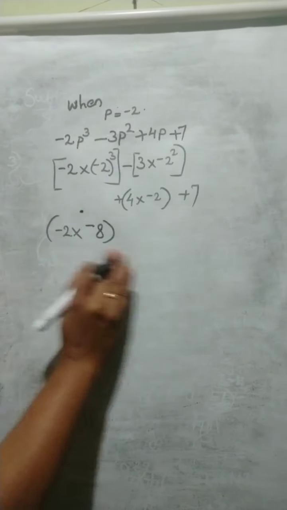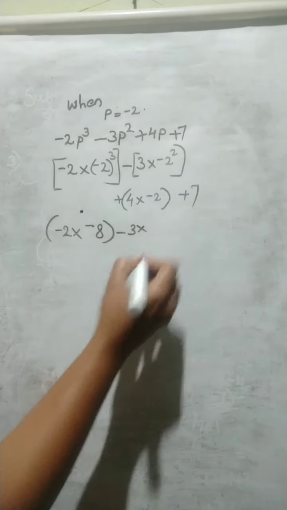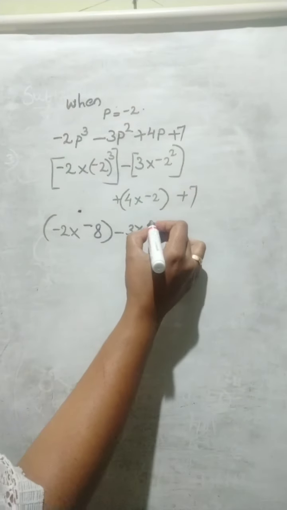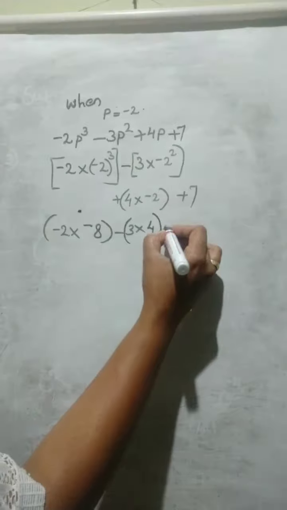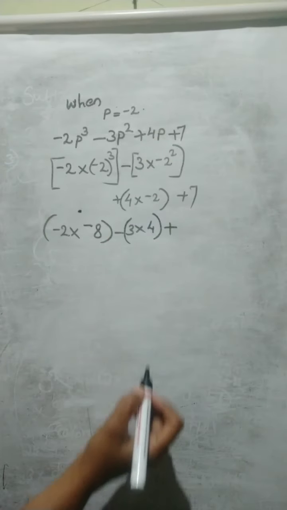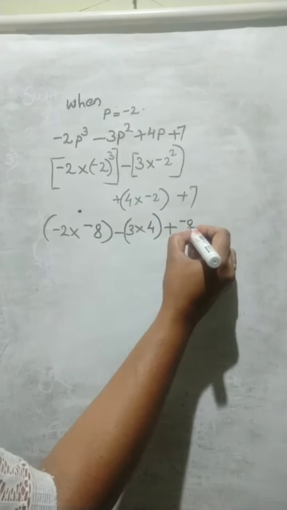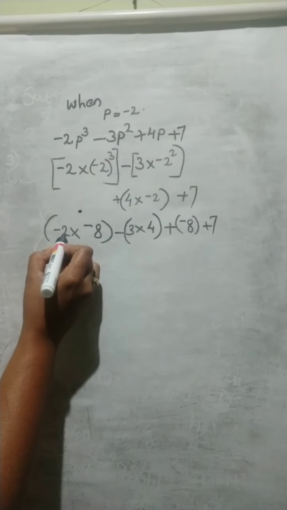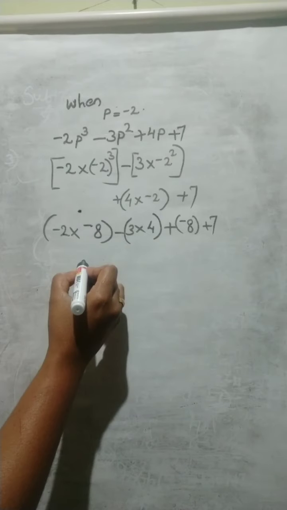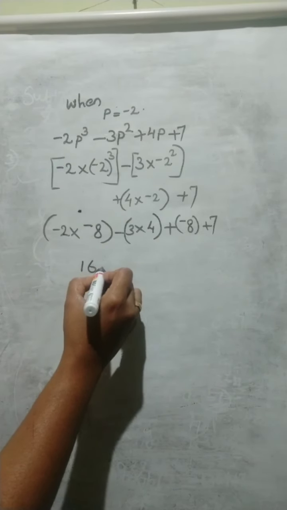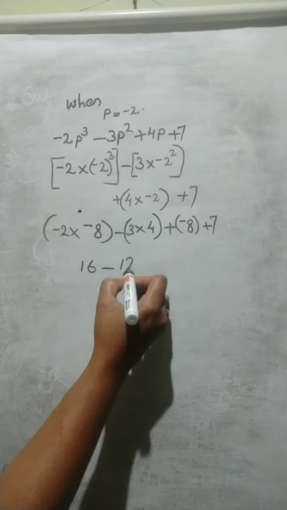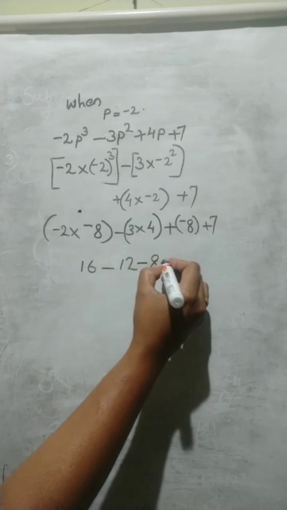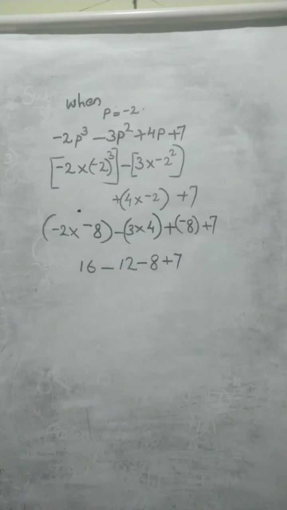Okay. Then minus 3 times negative 2 square will be 4. Okay. Second term plus 4 times negative 2. That is negative 8 plus 7. Got it. Then negative 2 multiplied by negative 8. That is positive 16. Minus 3 times 4, 12. Then plus and minus. Then that will be minus 8 plus 7. Okay.